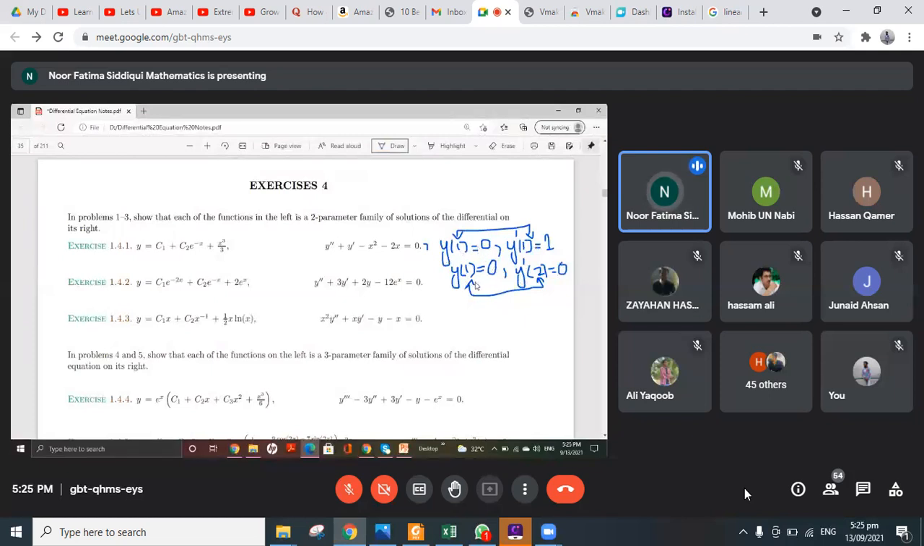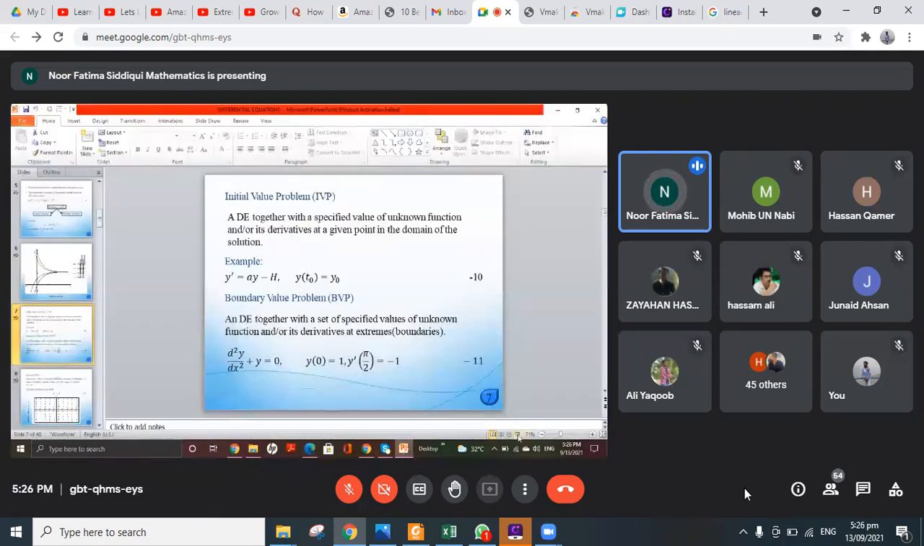Similarly, if you look at the second example, the dependent variable and derivatives are given at two distinct values of x. So we say that it is given a boundary and we have boundary conditions instead of initial conditions. So boundary conditions along with a differential equation are called a boundary value problem.